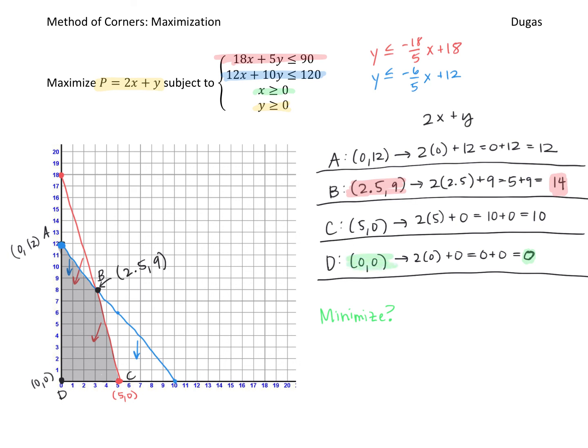So depending on what it asks you to do will depend on your answer, right? If it asks you to maximize, you're going to be looking for the largest value you get when plugging in your corner points. If it asks you to minimize, you're going to be looking for the smallest value you get when plugging in your corner points.